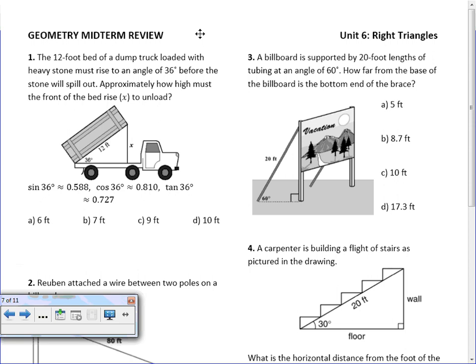Okay, so number 1, the 12-foot bed of a dump truck loaded with heavy stone must rise to an angle of 36 degrees before the stone will spill out. Approximately how high must the front of the bed rise to unload? Wow. Okay, so this whole section is on right triangles. So what I'm doing is looking for a right triangle.